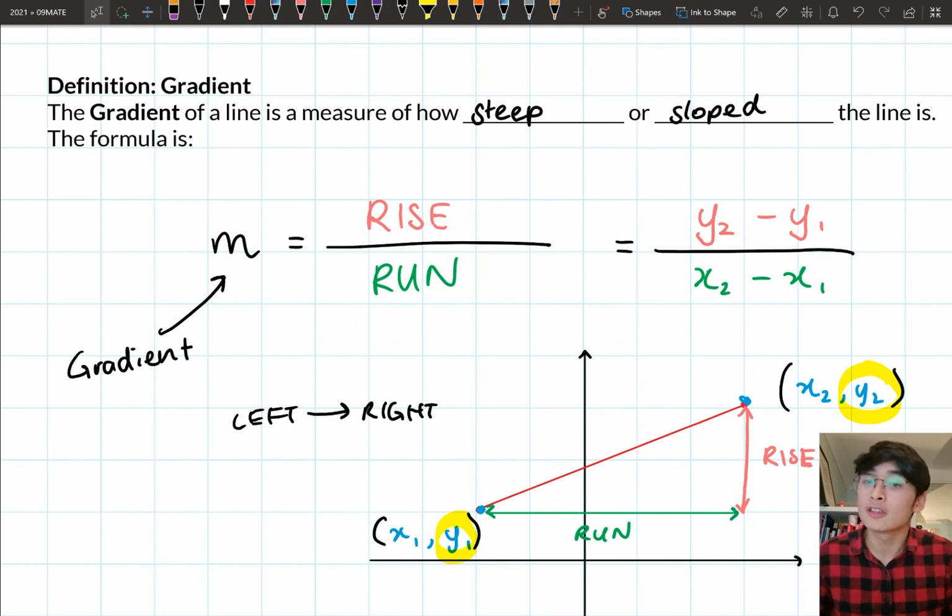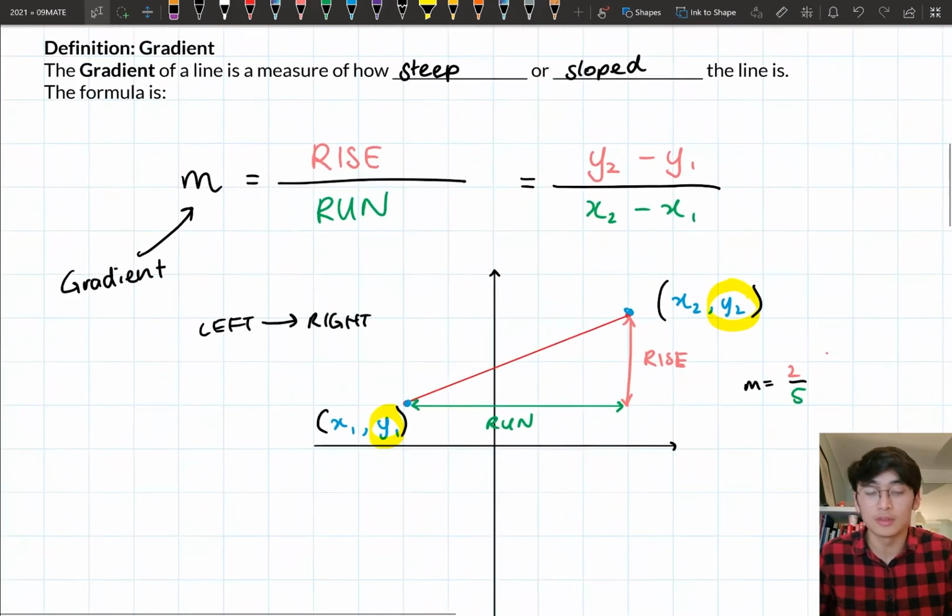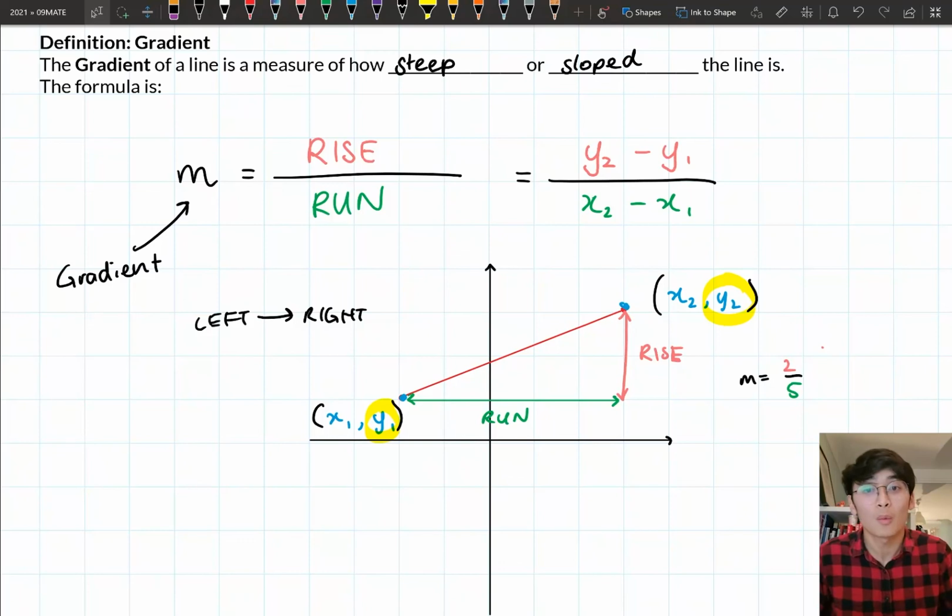And we also went through how to do this using algebra. And so what we had to do was use this formula. m equals y2 minus y1 over x2 minus x1. And what we wanted to do was we labeled the points, we substituted it in, and then we simplify. So that's how we go about finding the gradient.